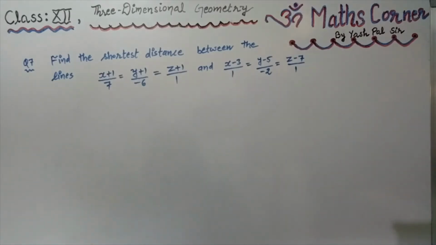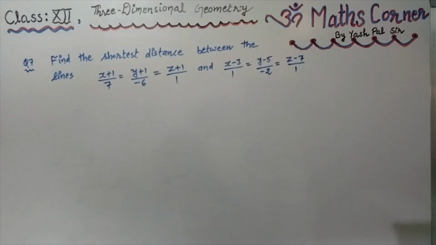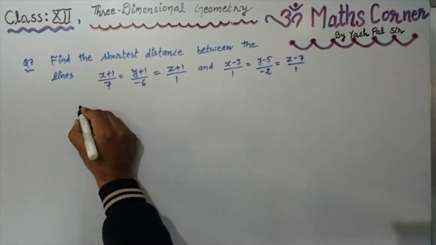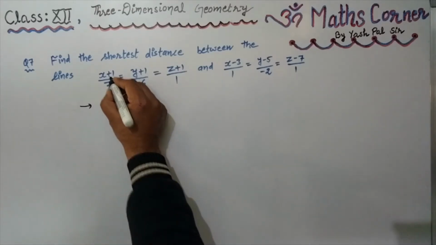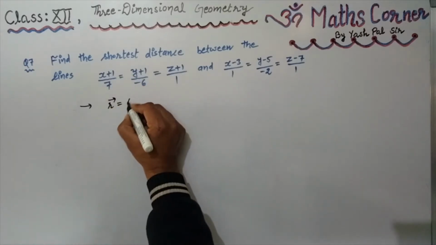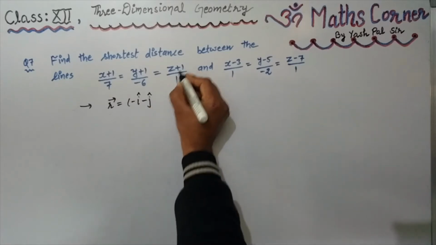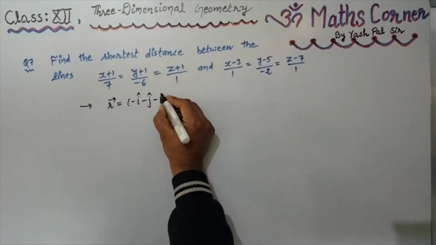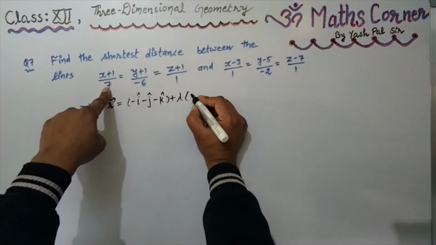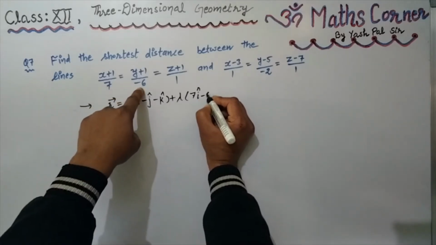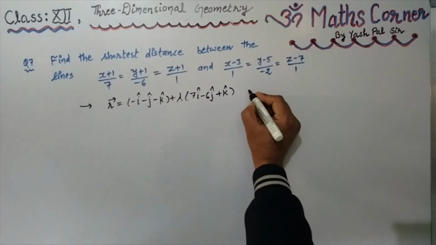Find the shortest distance between the lines. This is the Cartesian form of the line. So first of all we convert these equations into vector form. So we can write this as a1, a1 means minus 1i minus 1j minus 1k, plus lambda. This is vector b, 7i minus 6j plus 1k.